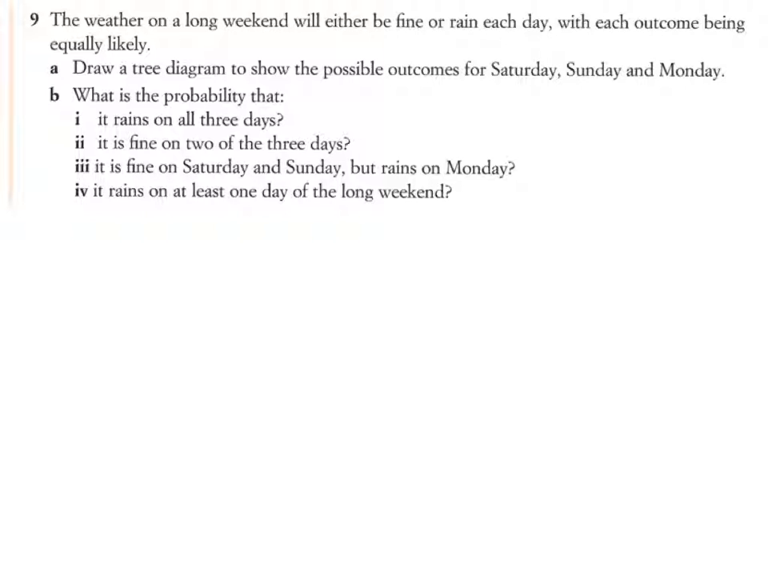Alright, so before we start this question, just reading through, the weather on a long weekend will either be fine or rain each day, with each outcome being equally likely. So it doesn't matter if it rains on Saturday, you still have a 50-50 chance of raining on Sunday. It doesn't matter if it rains on Saturday, then is dry on Sunday. You still have a 50-50 chance of Monday being either fine or rainy. Alright, so let's just get to it. We're going to have to draw a tree diagram.